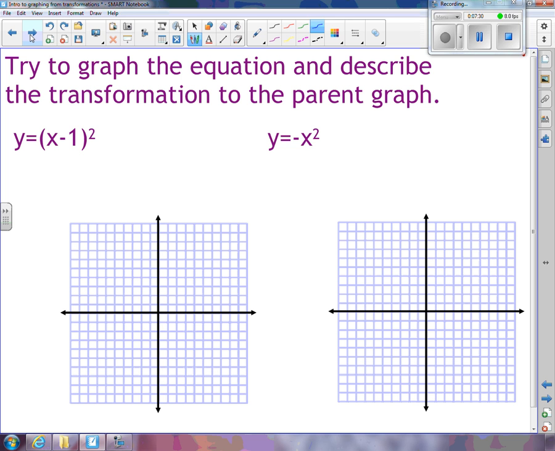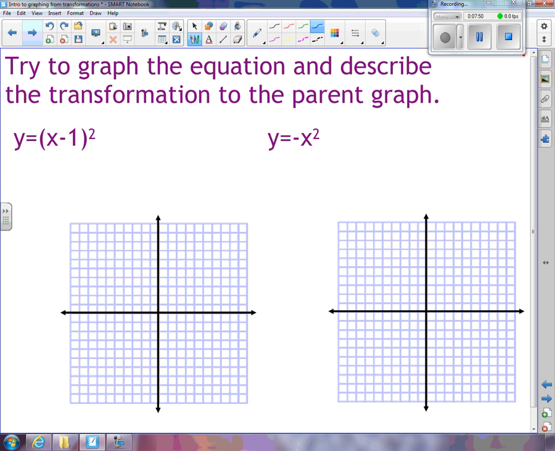Okay, so let's try to graph these equations and describe the transformations. Now this minus 1 is on the inside. It's just happening to the x. It's not happening to the entire equation. What I mean is that this is not the same thing as this. In this equation, the minus 1 is on the outside of the whole function. On this one, the minus 1 is just happening to the x. That affects the type of shift that we have.